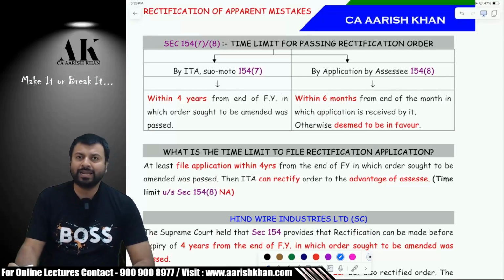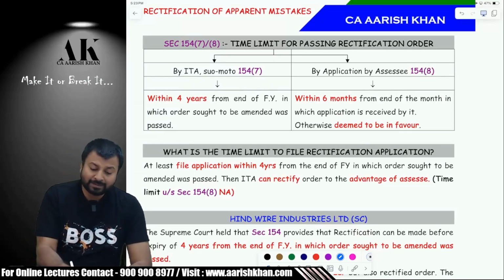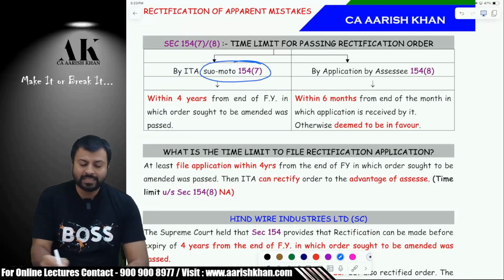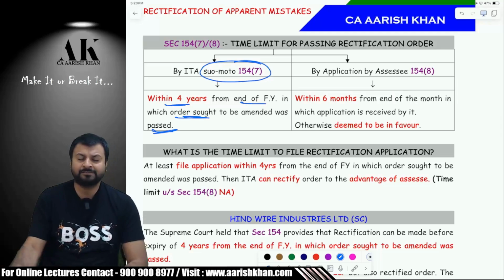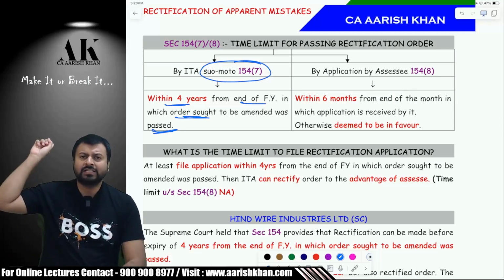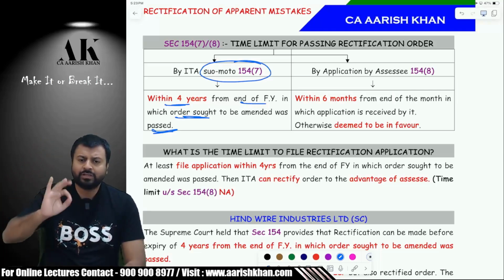Now, coming to the time limit. What is the time limit by which the department will rectify your order? Now, if the department is suo motu rectifying the order, then they will rectify within 4 years from the end of the financial year in which the order sought to be amended was passed. So, whichever year the order was passed, say the order was passed in 21-22, within 4 years from the end of 21-22, they will rectify the order.